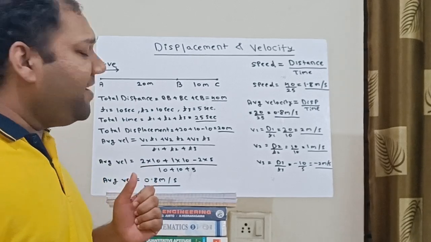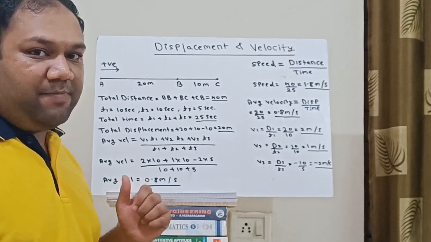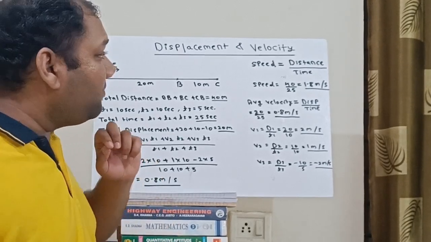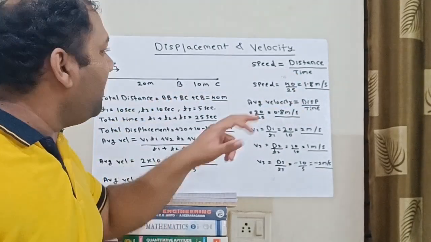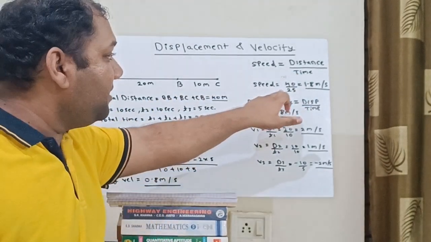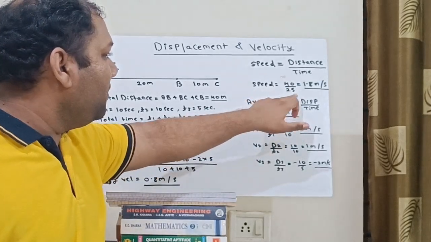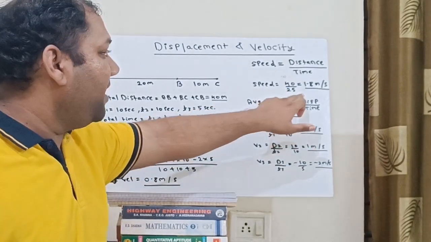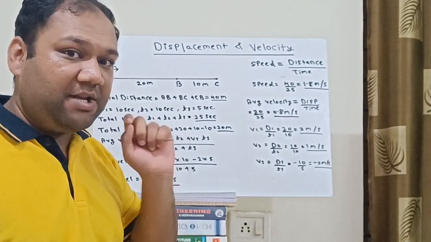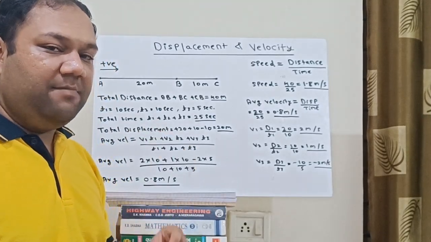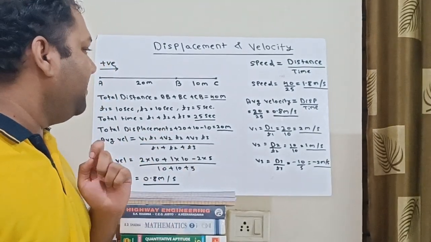Okay, now we can very easily calculate the speed of that object. What is the speed's formula? Total distance upon total time. Total distance is 40 meters, total time taken is 25 seconds. So it will be 40 upon 25. It will be 1.8 meters per second. So the speed of the object will be 1.8 meters per second.